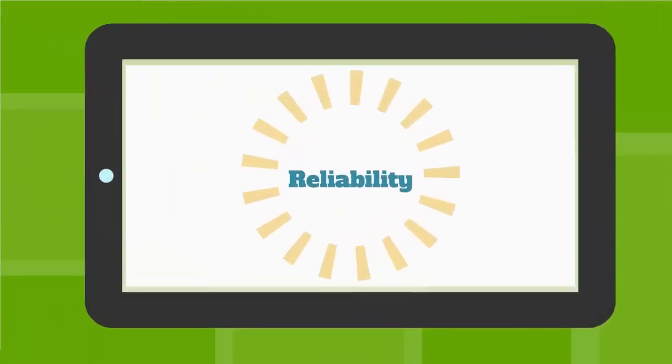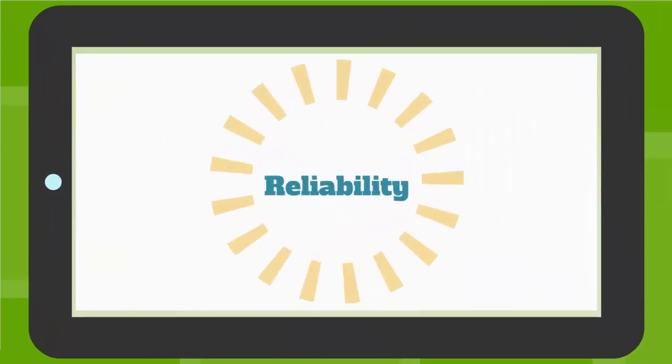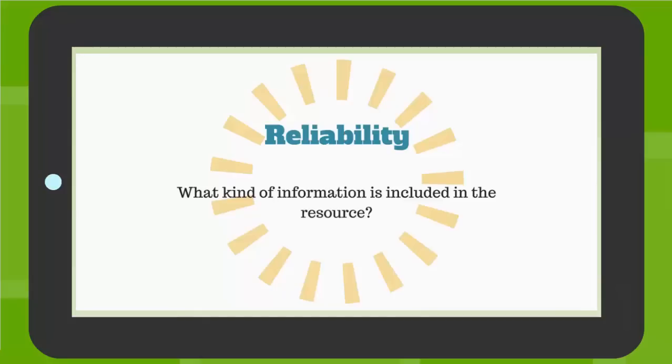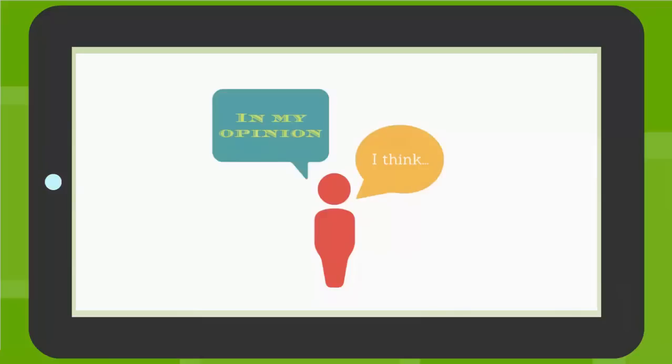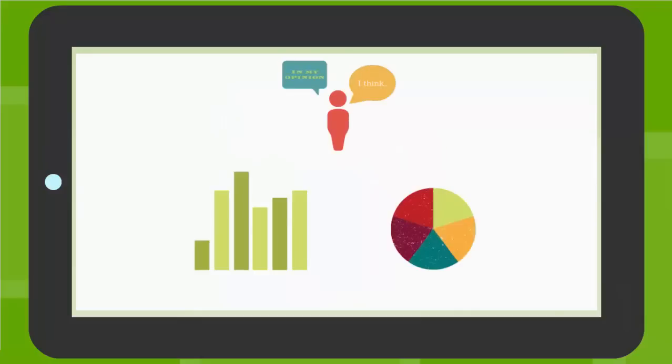Next, we have reliability. What kind of information is included in the resource? Pay attention to the type of information the author is providing. If you see a lot of statements that begin with "I think" or "in my opinion," then you're probably dealing with a source based on a person's opinion and not facts. Also check if the author is providing data to back up their claims. Are there charts or graphs?